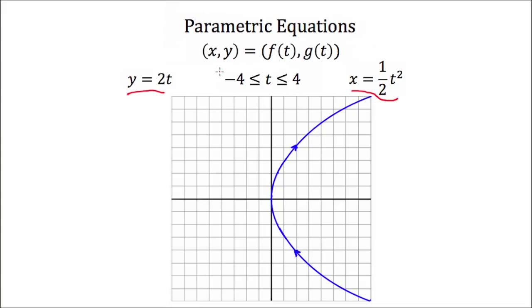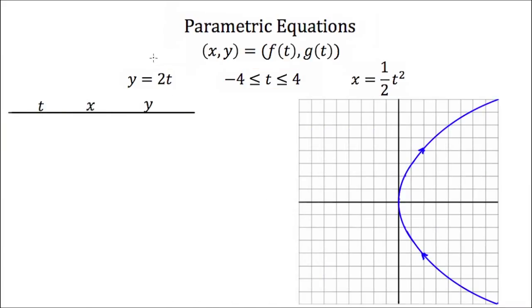So here are the parametric equations for this parabola. And notice that our t is restricted between -4 and 4. But if I plug in a value of t, say 0, into both of these equations, I would end up with an xy coordinate. And that x and y coordinate would be on this parabola. So let's try doing this and see how this works.